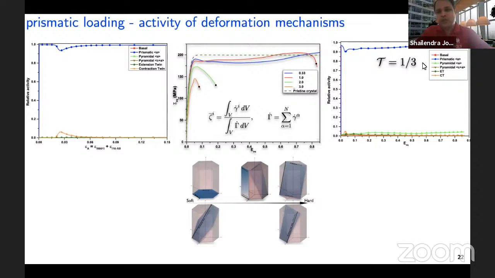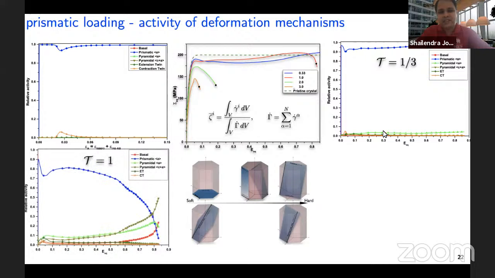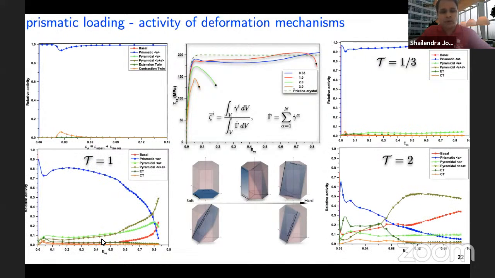But when you start loading a voided single crystal at triaxiality of 1/3, you see that prismatic is still quite dominant, but there are other mechanisms that are getting activated now. If you increase the stress triaxiality, other mechanisms start to play a more dominant role, and the relative role of prismatic slip is diminished, to the extent that at a much higher triaxiality of 2, you see that there are much harder slip modes, as you can imagine.